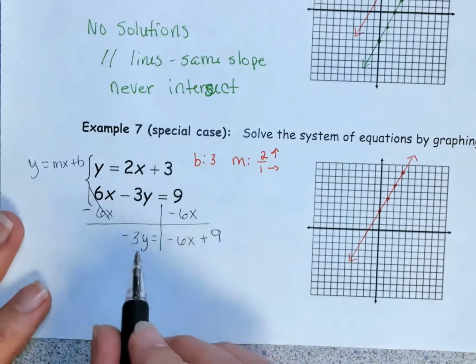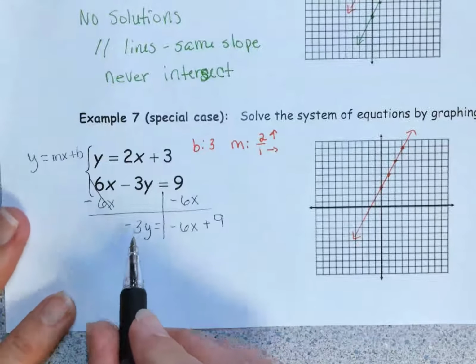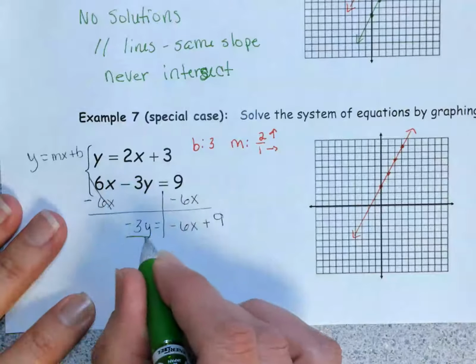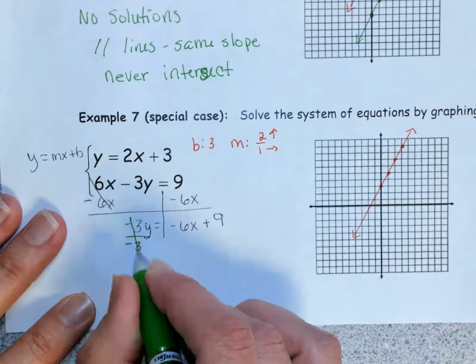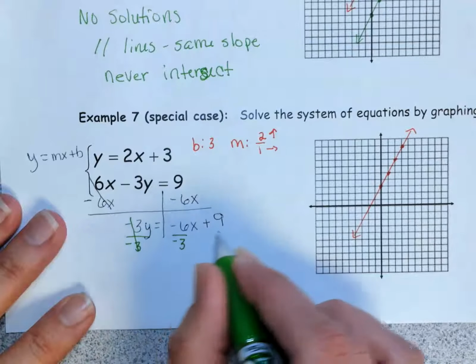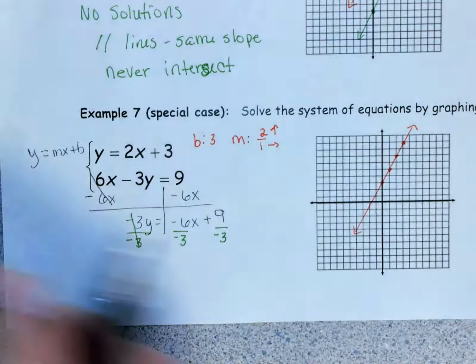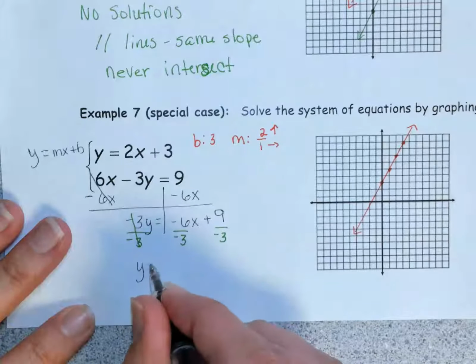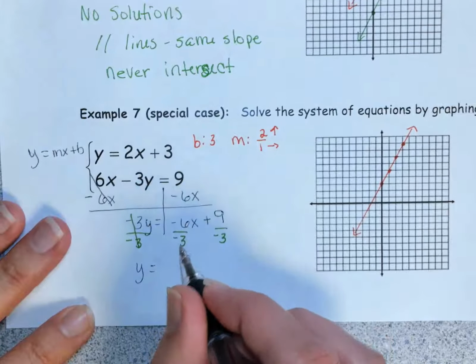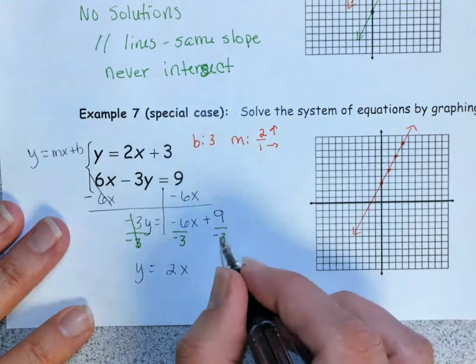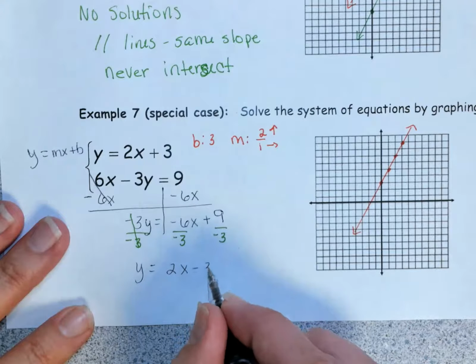So then y is still not isolated. We have to get rid of the negative 3. So to get rid of the negative 3, we are going to divide by negative 3. Everything gets divided by negative 3. So y is now left alone. Negative 6 divided by negative 3 is a positive 2. 9 divided by negative 3 is a negative 3.